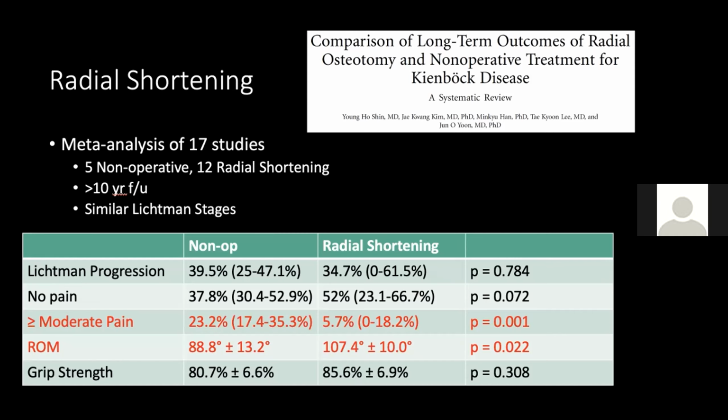Despite improvements in patient function noted with radial shortening osteotomy, a similar progression towards carpal collapse and arthritis on imaging was noted in the non-op and radial shortening groups. And so, while patients were noted to have somewhat improved clinical outcomes, it was unclear how well radial shortening actually prevents progression of Kienbock's.